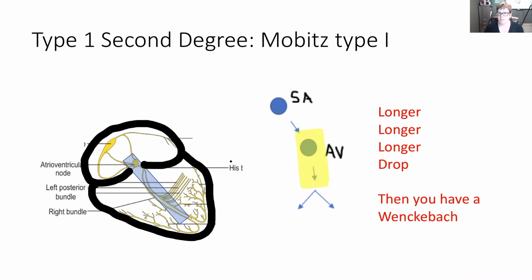In type 1 second degree, or second degree type 1, it's known as Mobitz type 1. And you're going to notice that we have a Mobitz and a Winkelbach, and that's because there were two scientists, we'll talk about them briefly, involved in this discovery.